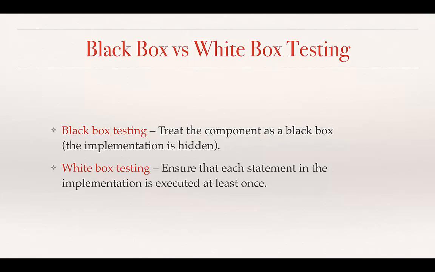There are two main kinds of testing for a component: black box testing and white box testing. In black box testing, you treat the component like a black box. In other words, you can't see inside the component to its implementation. The only information you have about the component is its specification. That is, the description of what the component does. For example, the specification of a Java class would be its API, the Java docs. That's why black box testing is sometimes referred to as specification-based testing.